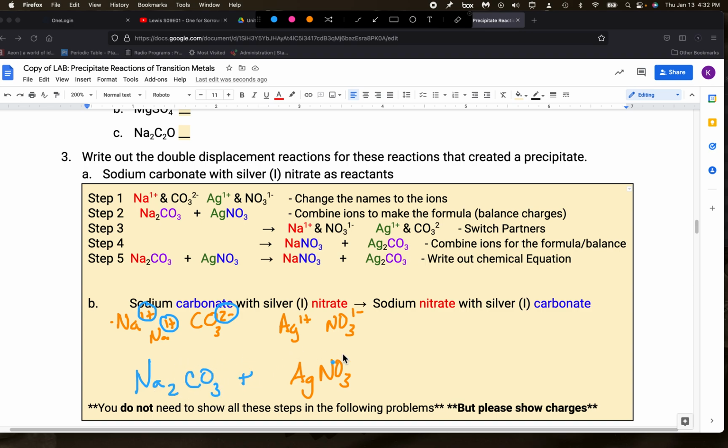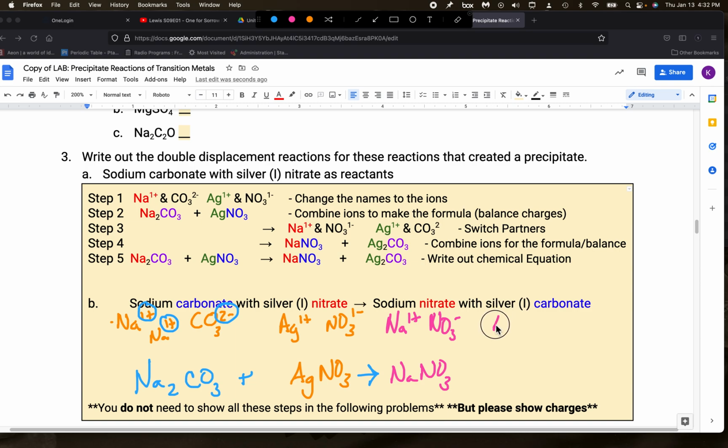Okay, this is one side. Then you do an arrow. And now you put this together. But what's nice about this is you already know what all the charges are. So I know that sodium is 1 plus because I already wrote it. I know that nitrate is already 3 minus. So you've already done all the charges.